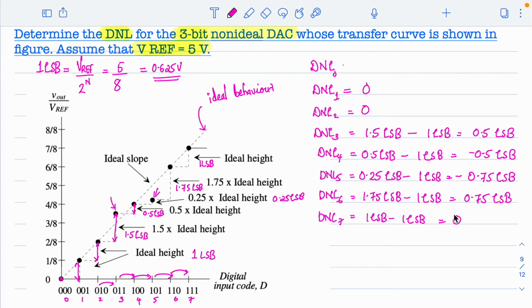So for any DAC, given the behavior of a DAC, either in the form of a waveform or in the form of a table where you have actual increment and ideal increment values, you can find the DNL. For every input digital code transition you write DNL as actual increment height minus ideal increment, and for the input digital word 000 there is no increment expected. So this is how we write DNL for a DAC.